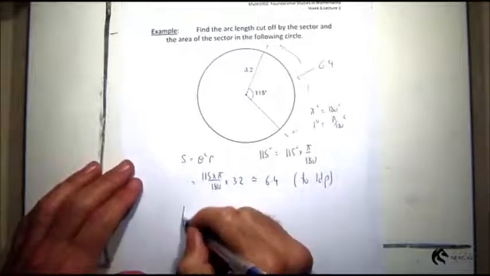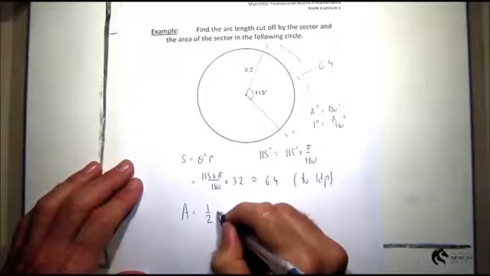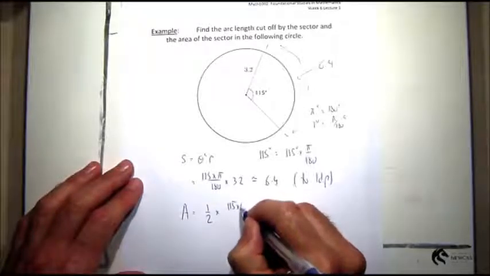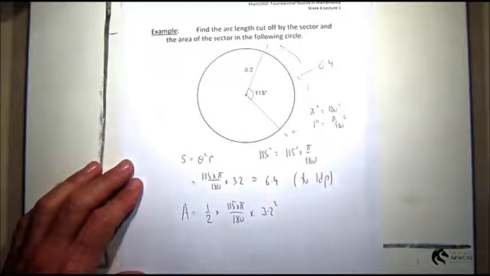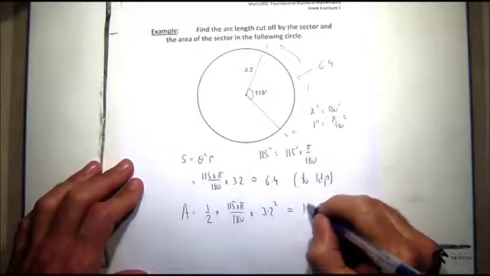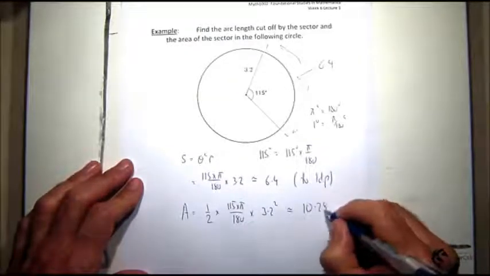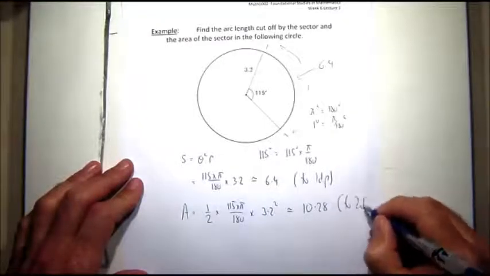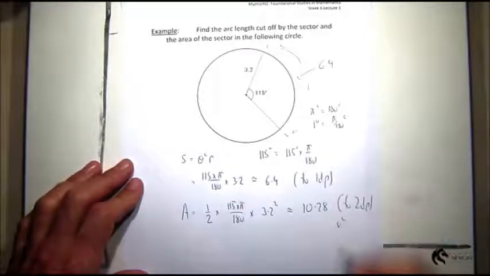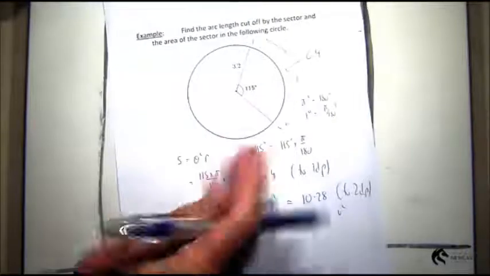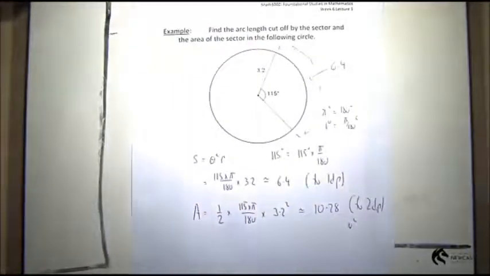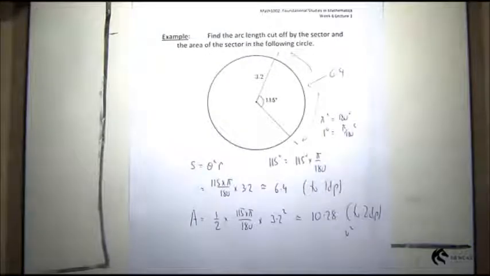And to find the area of the shaded bit, the area will be a half times theta in radians times the radius squared. And that came out to be, approximately to 2 decimal places, 10.28, and I guess units squared, whatever the units are. That would be the area of that shaded section there. So to use those formulas, it's just a matter of substituting in and making sure your angle's in radians.